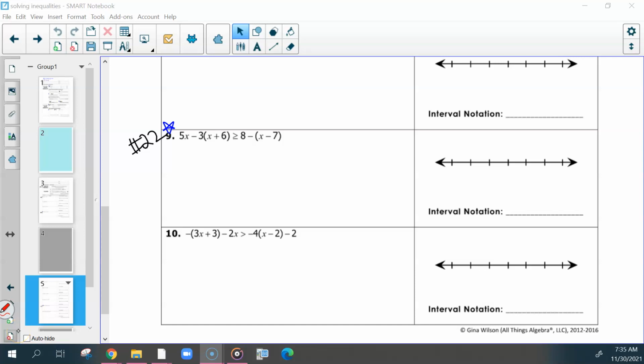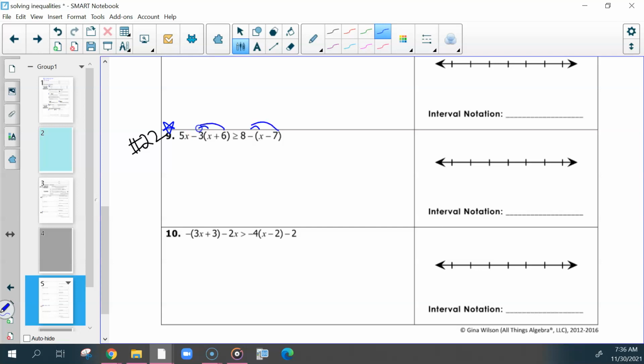Number 9. So as I mentioned yesterday, all of these, the process is the same as if you would solve any equation. So for number 9, we would solve this just like we were solving an equation. We just have to remember if we multiply or divide by a negative, we have to change the direction of the sign. So for this one, I can start off with distributing on both sides.